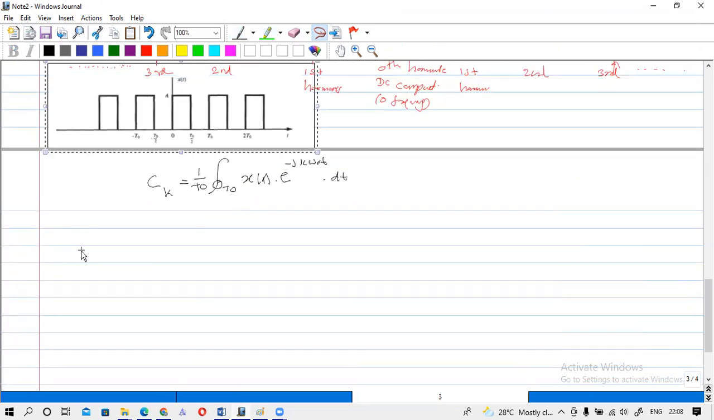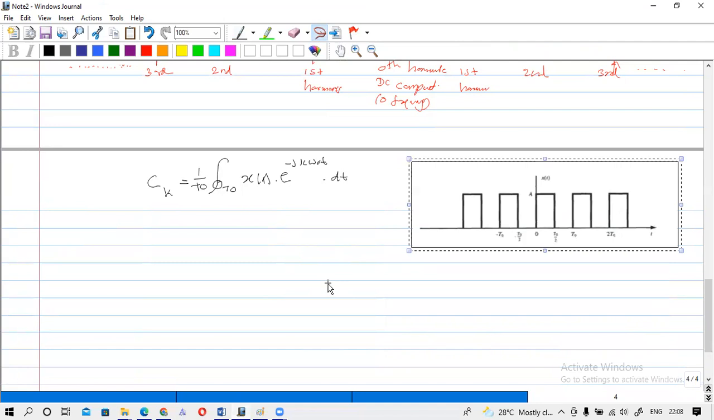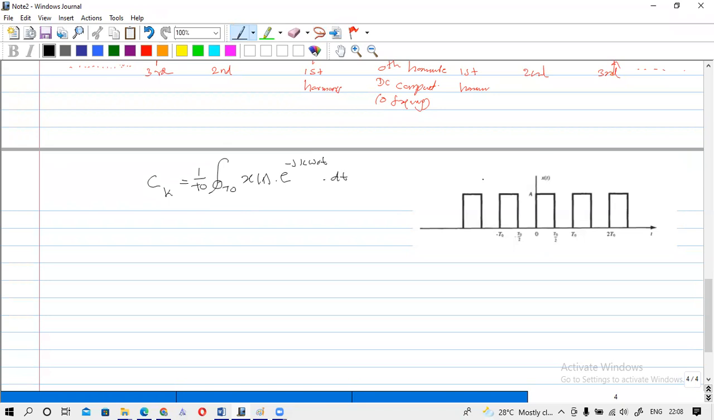I will take this waveform here. We have to do this integration within the T naught duration. That is the condition: the integration should be within T naught. You can choose any T naught duration. You can do the integration from here to here. You have a complete T naught time duration from here to here.